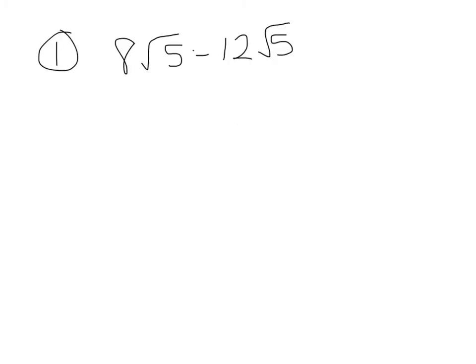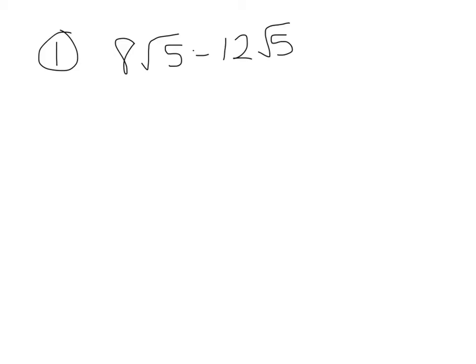Alright, so when you add and subtract radicals, the main rule of thumb is that you want the same number underneath the square root symbol, or underneath the radical. So in this case, we have a square root of 5 and a square root of 5, so we're good to go. And when you think of combining like terms, that's pretty much what you're doing.